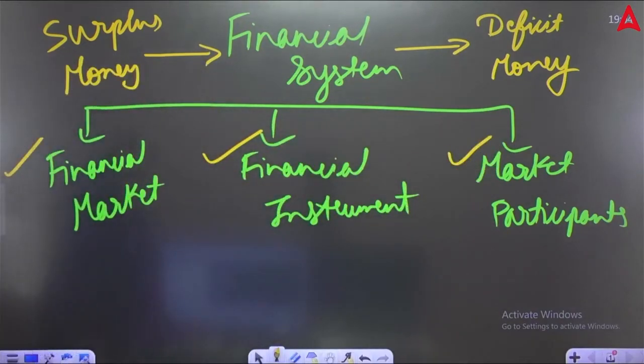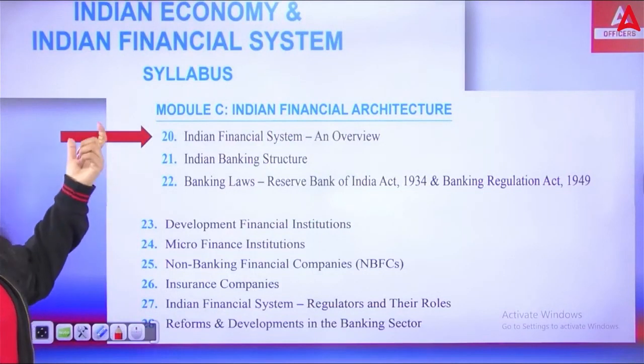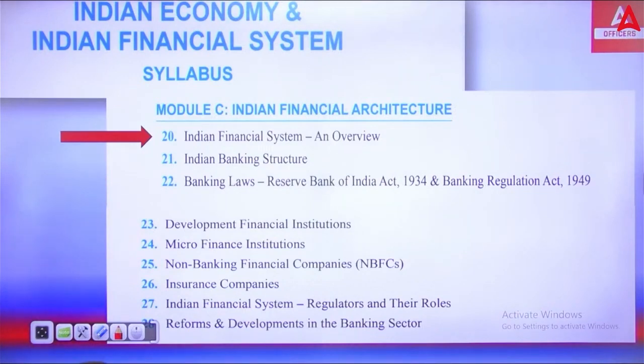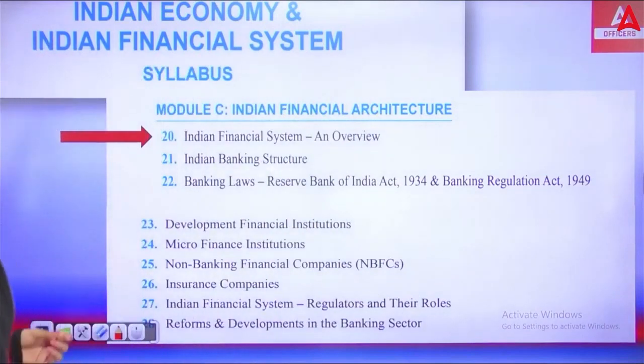That's what unit number 20 actually talks about. That's the whole thing within unit number 20. So this is the financial system, and this is the work of a financial system: to exchange funds among the people who have surplus money and the people who have a deficit of money. Clear? Now let's move forward.